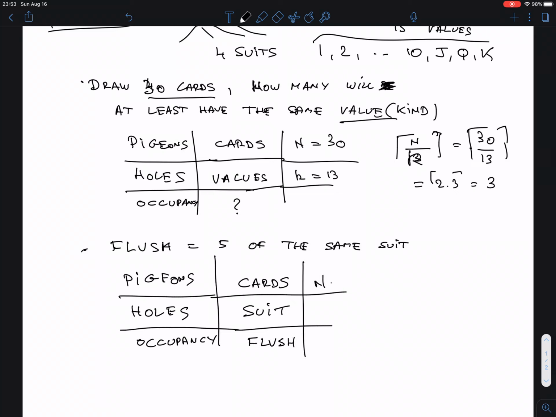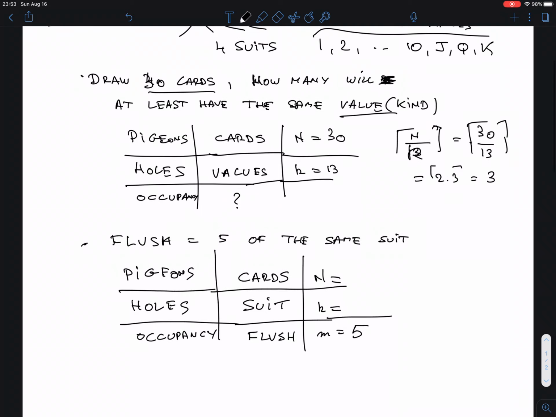So let's see. Do we know the values here? Now be careful. Let me start from the bottom. The flush we know, because it has to have at least 5 cards. If you have 6, that's even a super flush, let's call it. Do we know the number of suits? Yes, 4. Do we know the number of cards? Now be careful, you might say 52 because there are 52 cards in the deck.